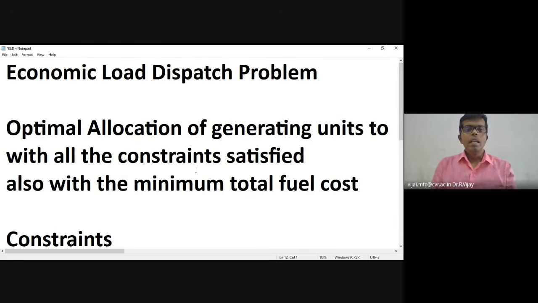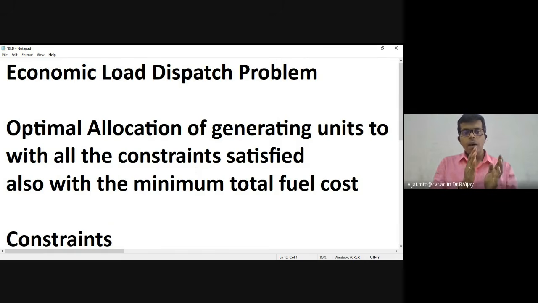So the definition of economic load dispatch goes like this. Many of the students have asked, sir, how to define this economic load dispatch in 2 marks. Most of you will be studying the 2 marks at the last moment. So they are repeatedly asking, sir, tell me the easy technique of defining economic load dispatch.